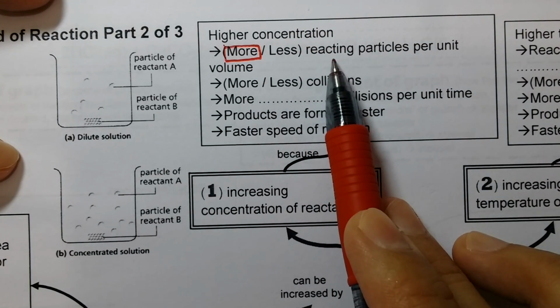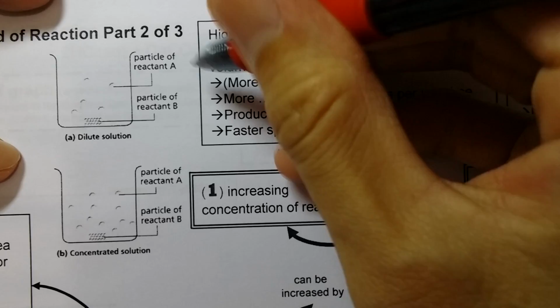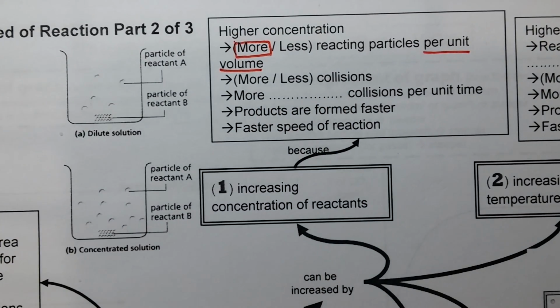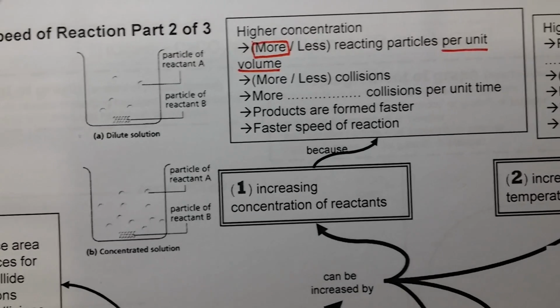It is not just more reacting particles. It must be per unit volume. We have to fix the volume. We cannot compare concentration without fixing the volume. We can only compare the concentration of 2 solutions by making sure that these 2 solutions have the same volume. So, more reacting particles per unit volume.